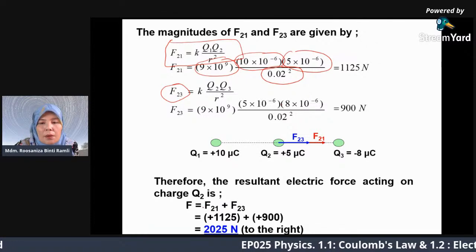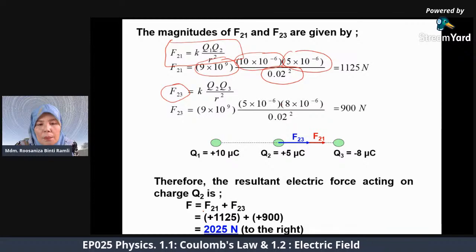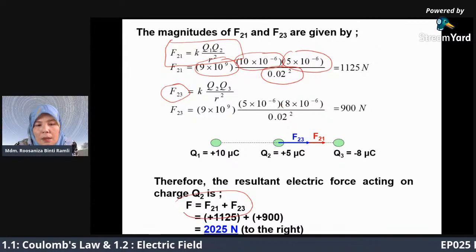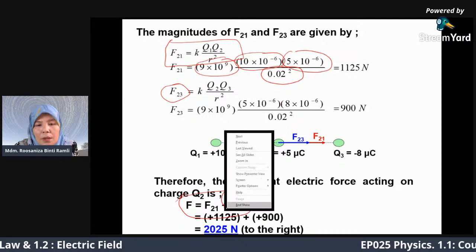Therefore, the resultant electric force acting on the charge Q2 is F equals F21 plus F23. So, how do you get the positive?